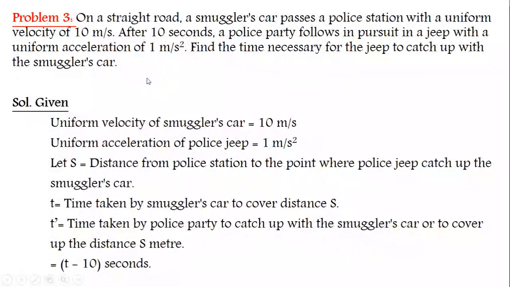On a state road, a smuggler's car passes a police station with a uniform velocity of 10 meter per second. After 10 seconds, a police party follows in pursuit in a jeep with a uniform acceleration of 1 meter per second squared. Find the time necessary for the jeep to catch up with the smuggler's car.